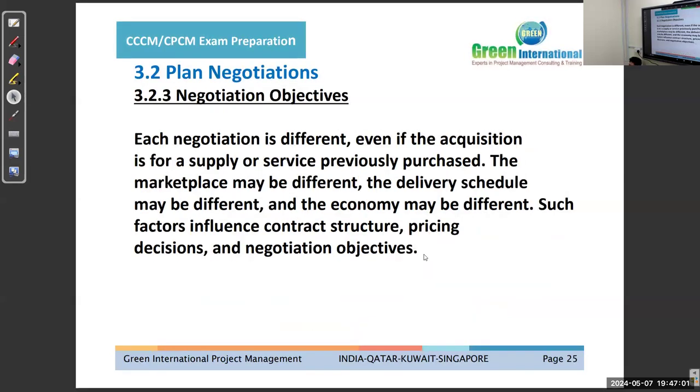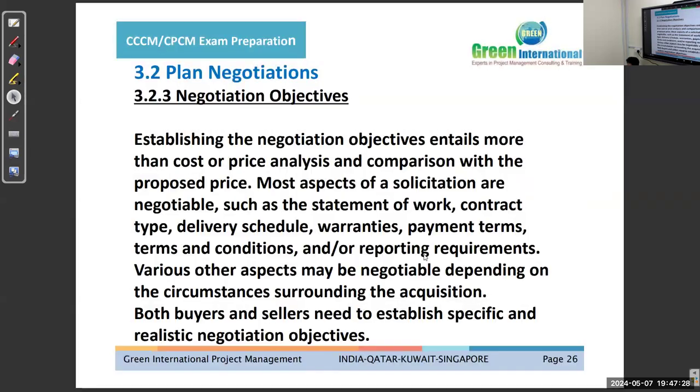Negotiation objectives. So what are we looking for and what are our objectives to finalize? All these details we have to consider. Each negotiation is different. Even if the acquisition is for a supply or service previously purchased, the marketplace may be different, the delivery schedule may be different, and the economy may be different. Such factors influence contract structure, pricing decisions, and negotiating objectives.